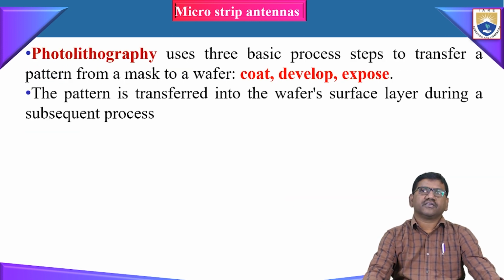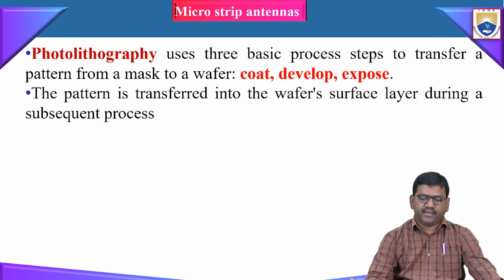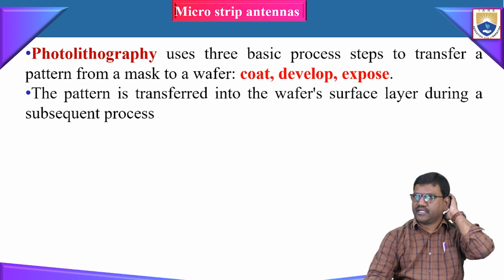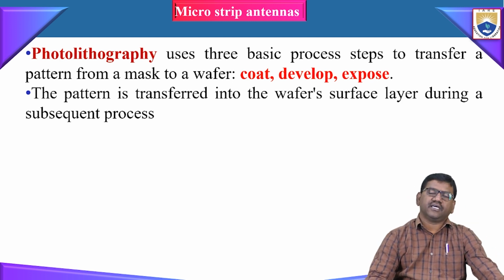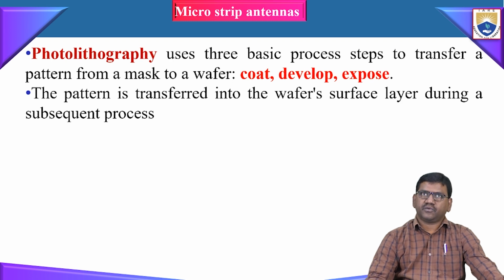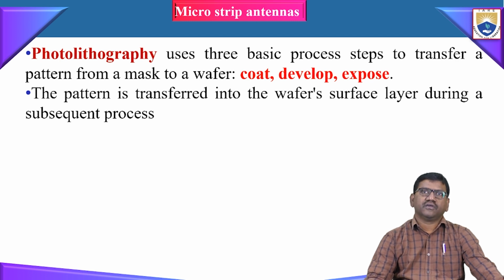Photolithography is the process used to transfer a pattern from a mask to a wafer. In this process, we use coating, developing and exposing of the patch. The pattern is transferred into the wafer surface layer during a subsequent process. Generally, all these processes are used in IC fabrication, that is, how we fabricate an integrated circuit chip. Similarly, we design a patch by the process of photolithography, where we follow different steps like coating, developing and exposing it.